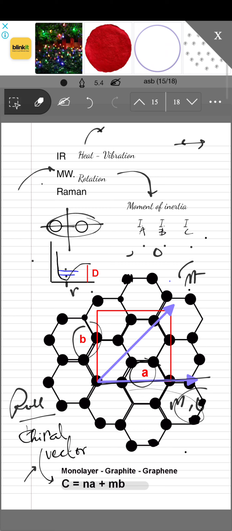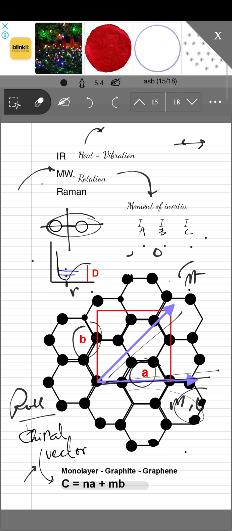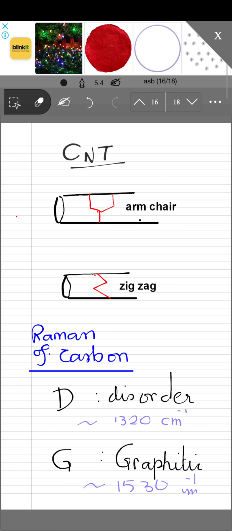Okay. Now, if we roll it either in this direction or in this direction, we get two different types of carbon nanotubes. So now we are dealing with carbon nanotubes. There are two different types. One is this one, which is called an armchair. This type of carbon nanotube will be obtained if we roll it along this direction, and if we roll it around the other direction, we get a zigzag pattern.